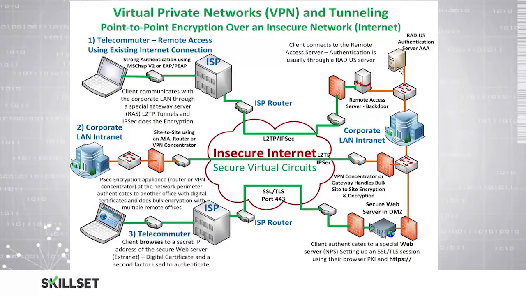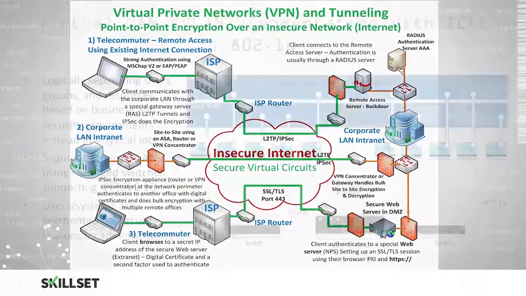The third option is a telecommuter who uses a web browser to go to an IP address or a website that you've previously configured. They can then use their username and password and perhaps a digital certificate as a second authentication factor to connect through an SSL/TLS VPN, which will allow them to create a secure tunnel and then access the resources in your corporate environment.